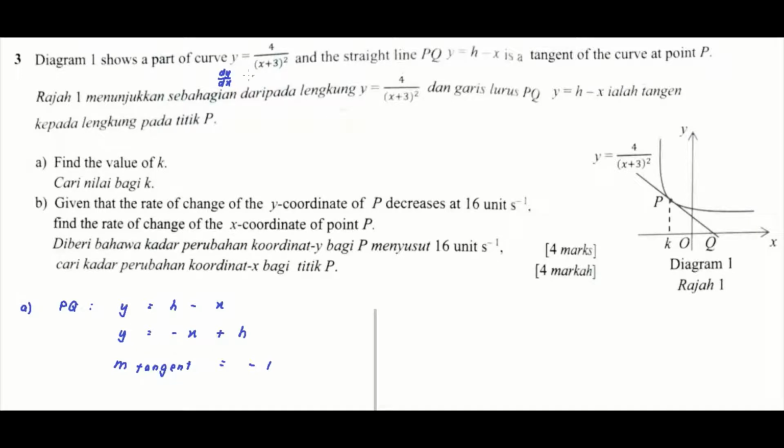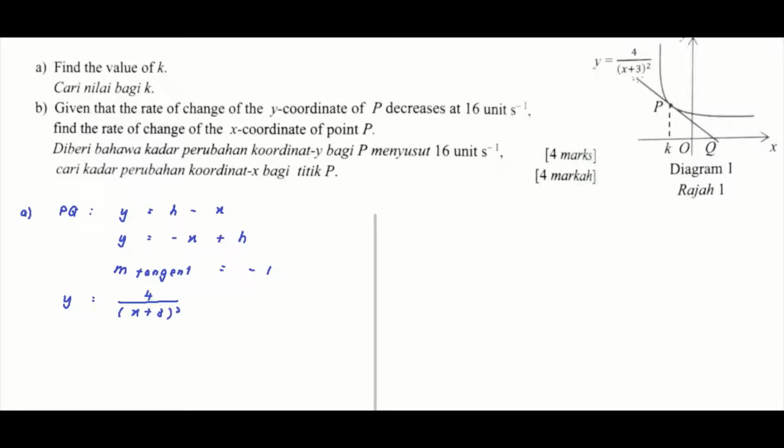So I have my curve here, right? After I substitute k into my dy/dx, which means my gradient function, I will be able to get the gradient of the tangent, which is -1. So what I need to do next is to find the derivative form, or in other words, the gradient function. It's given that y equals 4 over (x plus 3) squared.